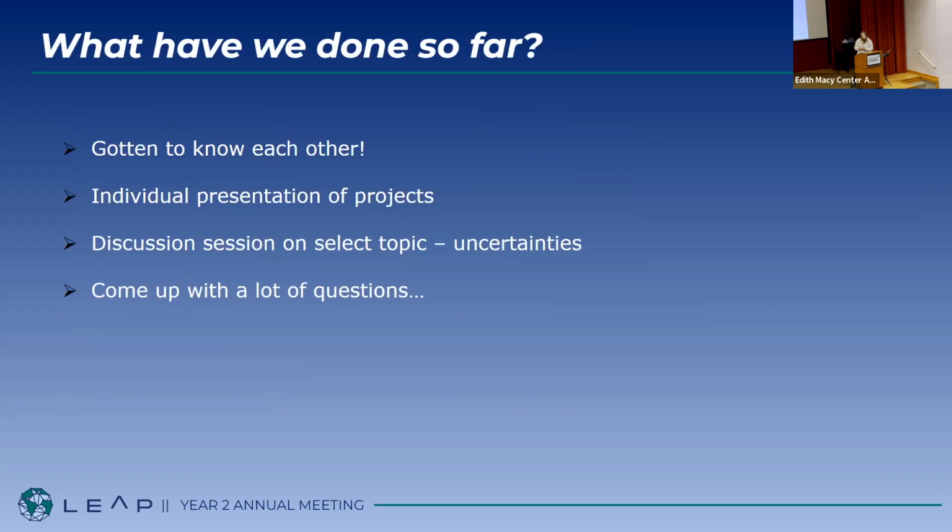So what have we done so far? Most importantly, we have gotten to know each other. Our group meetings don't have a set format, so they have been quite different from time to time. We have all had individual presentations of our projects to show what we're working on, what kind of problems we're facing, and what our goals are. We also had a session where we discussed a topic that we selected, in this case uncertainties. And most importantly, we have come up with a lot of questions.